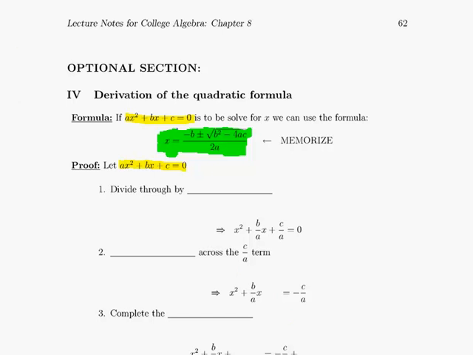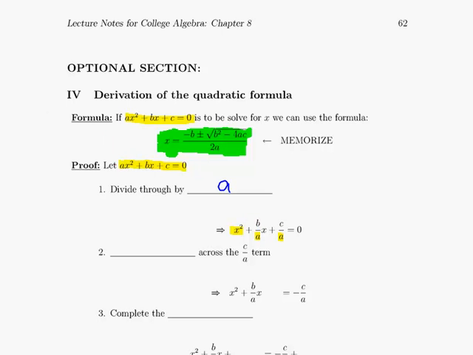So the first step, remember, is if the coefficient in front of the x squared term is not 1, we have to divide through by it. So we're going to divide through by a, and in fact that's what we get right here. We have divided off the a from this term. We have an a in the denominator and an a in the denominator. We divided both sides of the equation by a.